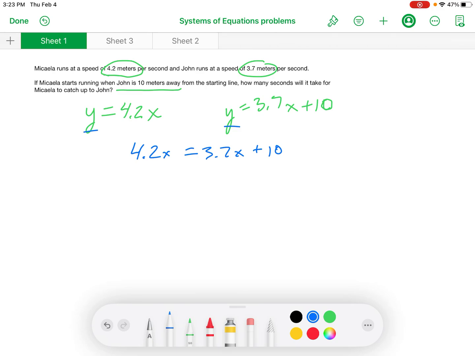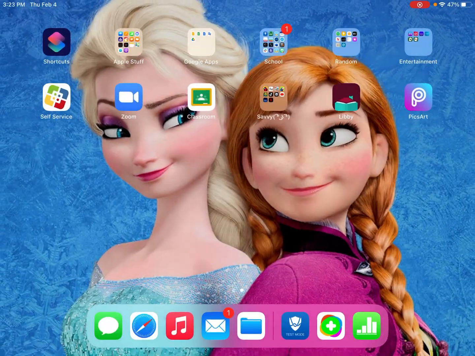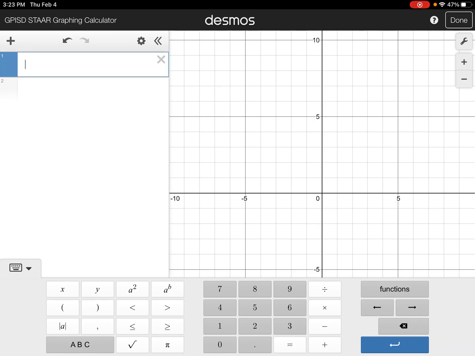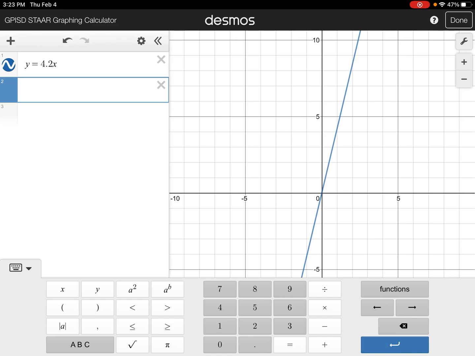Another way we can do this, because they're both in slope-intercept form, it's going to be very easy to graph them and find the solution that way. So we have y equals 4.2x, and we had our other equation, y equals 3.7x plus 10.